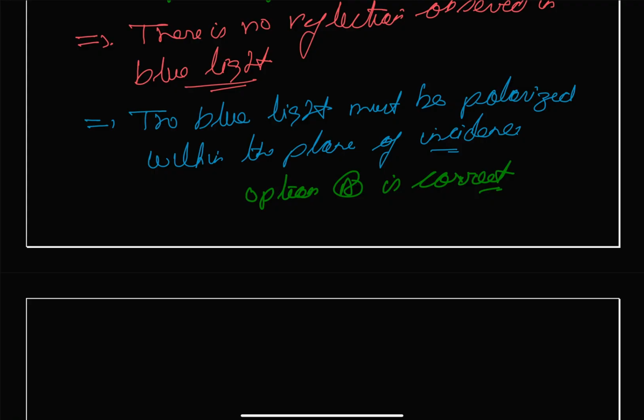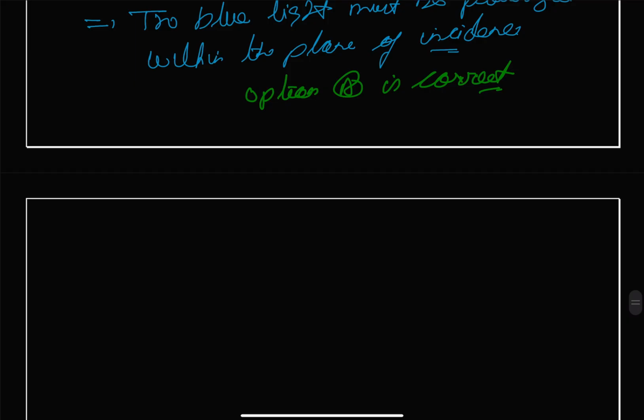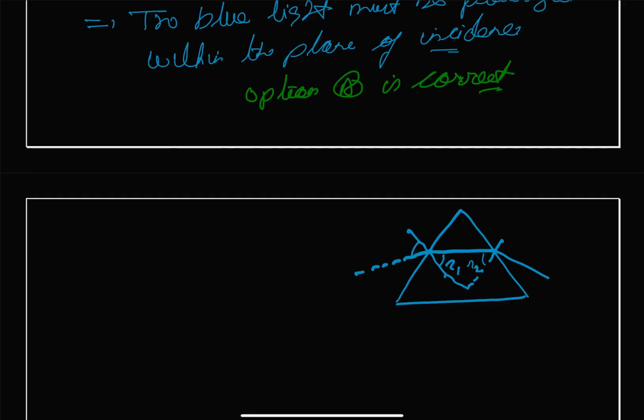So we can just draw the figure for this particular case and discuss it further. And we have the incident light, this will be our refracted light and the emergent ray. Let us call this angle R1, this angle R2, the angle of incidence, and this angle is the angle of emergence, and this is our deviation delta, that is given to us as 60 degree.